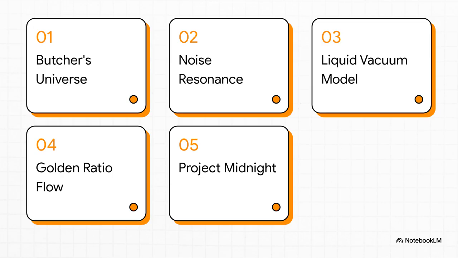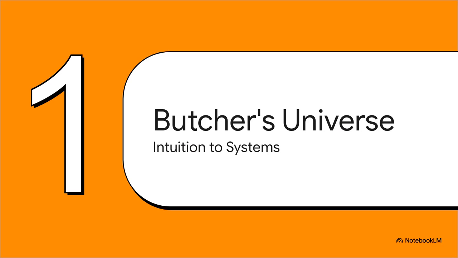So, to wrap our heads around this, we're going to follow a pretty structured journey today. First, we'll look at the butcher's universe. Second, contextual noise resonance. Third, the liquid vacuum model. Fourth, the golden ratio flow. And finally, we'll check out the Project Midnight UV prototype. All right, starting us off.